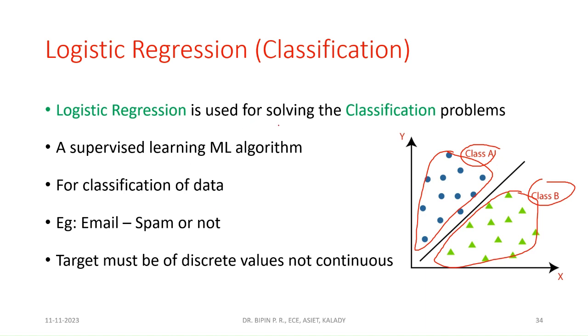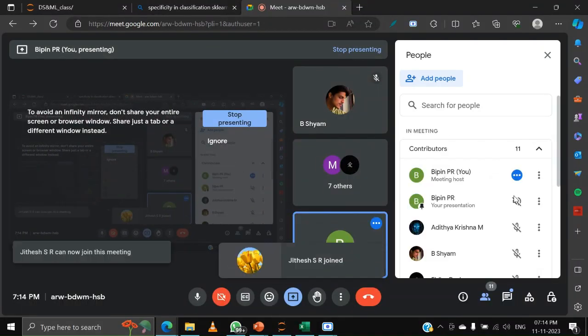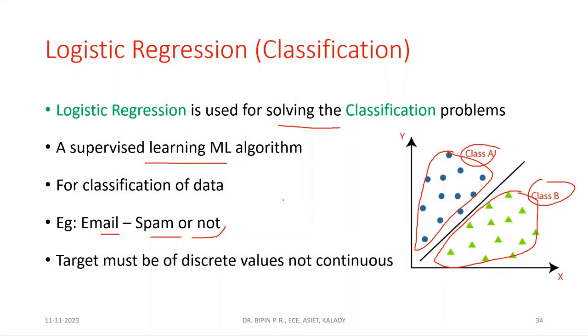Logistic regression is used for classification. It's a supervised machine learning algorithm for classification. An example is email spam or not. Now we need to determine whether the received email is spam or not. So for that purpose, we can make use of this logistic regression. Okay, so for checking whether the received email is spam or not, we can use this logistic regression.